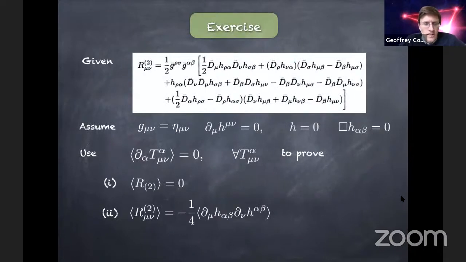So here is the exercise. Here's the formula for R2, which is hard to prove, but okay, some algebra. But here it is given to you. Now you assume you are outside the source and around Minkowski, and you assume you have a perturbation h which is harmonic, trace zero, and transverse. And you can use this property. And so you prove that the average R2 is zero, and the average R2 with these indices is given by this. So I'll give you a couple of minutes.